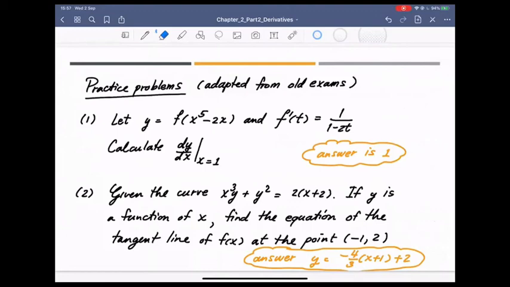Question 1. I have y equal to f of x to the 5th power minus 2x, and f prime of t equal to 1 over 1 minus 2t. I want you to calculate dy by dx given that x equals 1. You can try it at home.